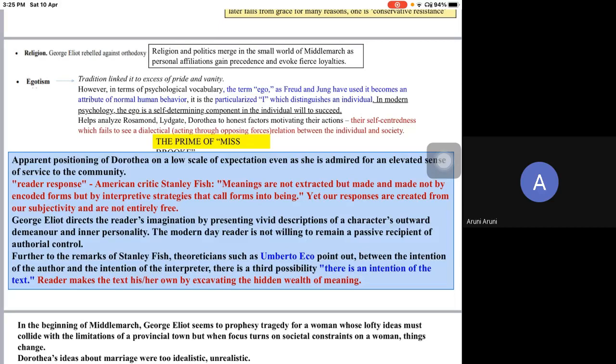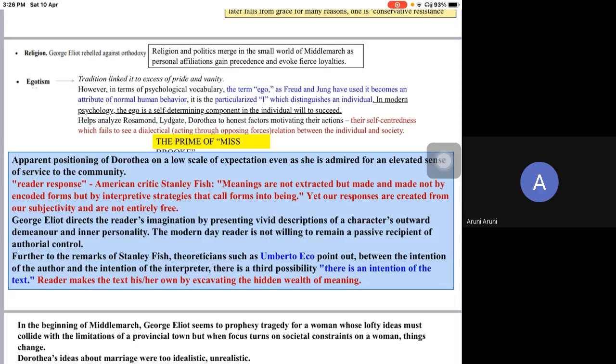Now, it is this which helps to analyze Rosamond, Lydgate, and Dorothea, the honest factors motivating their actions. Their self-centeredness fails to see a dialectical relation between individual and society, that is, a relation acting through opposing forces. Whether it is the character of Rosamond, who acts totally in a self-centered way, or even Dorothea or Lydgate, they all think from their own perspective. And that kind of acts in opposition to what is expected of them by society, which leads to conflict.